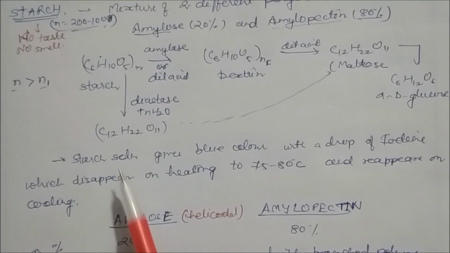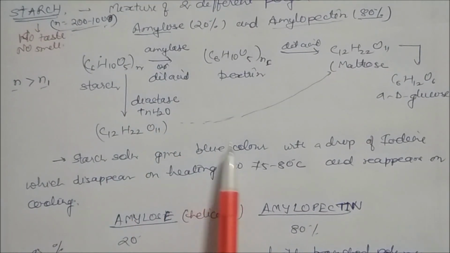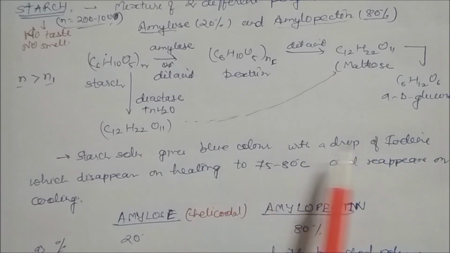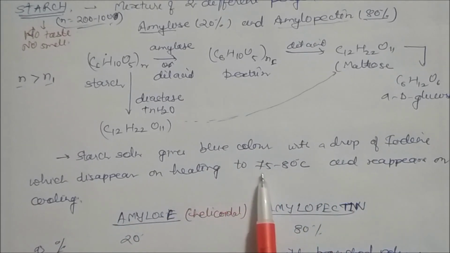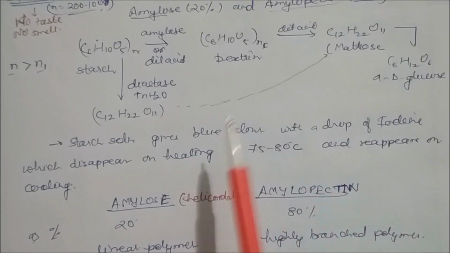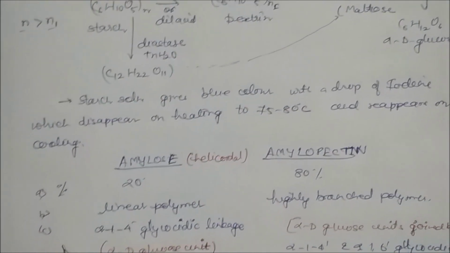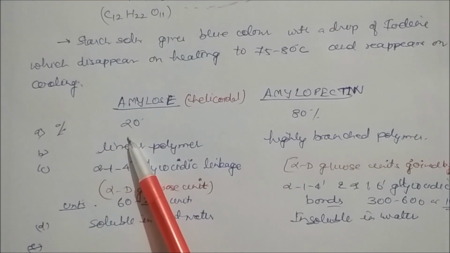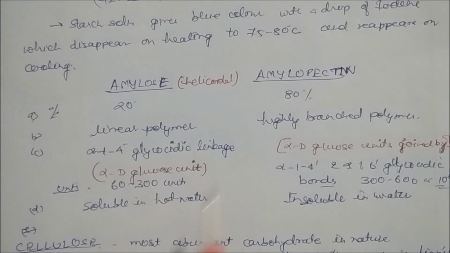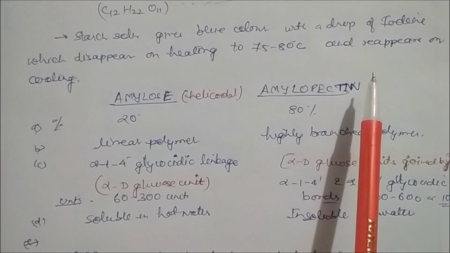Starch solution gives a blue color when you add iodine solution, and if you heat it, this blue color disappears at 75 to 80 degrees centigrade, and if you cool it, the color appears again. So on heating it disappears, and on cooling the color reappears. What are amylose and amylopectin? Amylose is normally helical in shape, right? And then there is amylopectin.